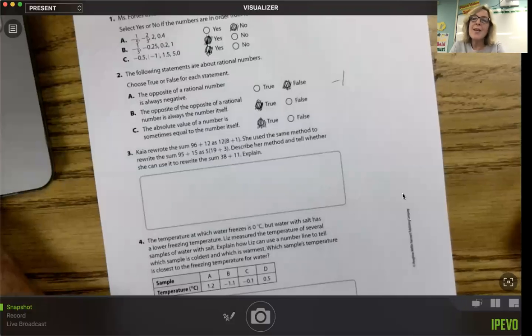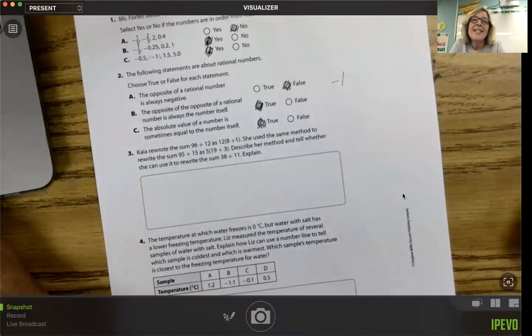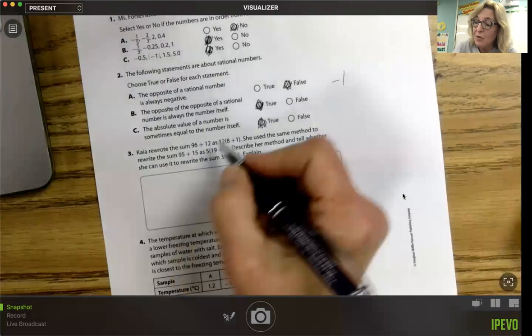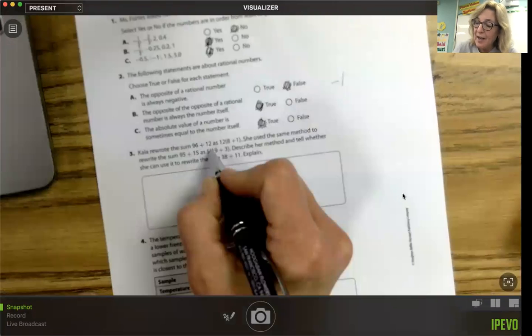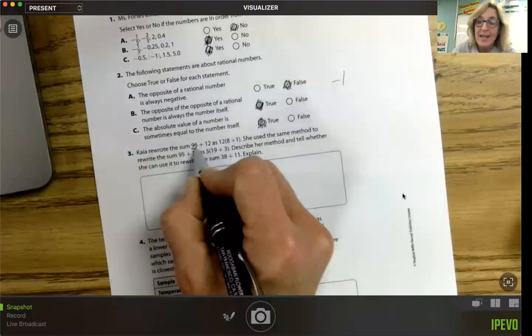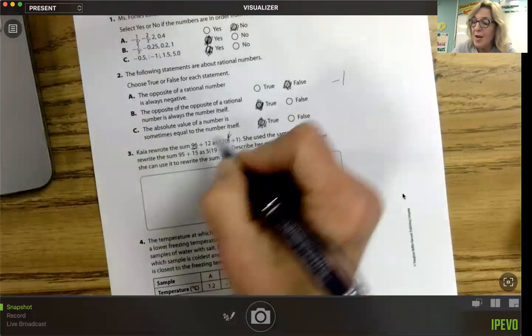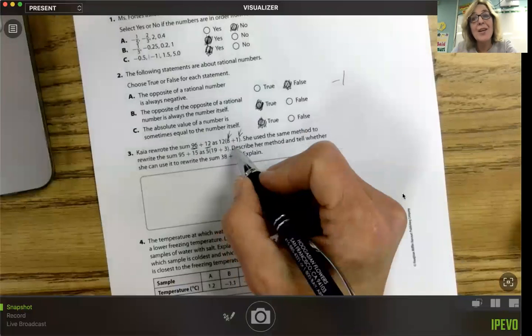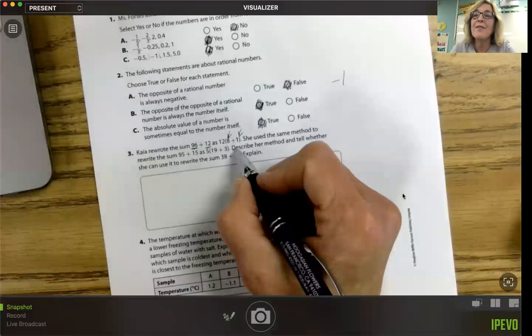All right, on number 3, this question is really more related to what we were doing in Module 2 with the distributive property. So it says, Kaya rewrote the sum 96 plus 12 as 12 times the quantity of 8 plus 1. And the way she did that is she factored out the greatest common factor of 12. So 96 divided by 12 is 8, and 12 divided by 12 is 1. So she's changing it to 12 times 9 as the product that goes with 96 plus 12 as a sum.